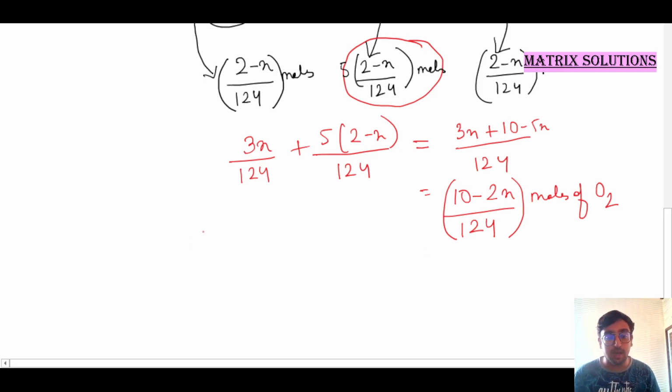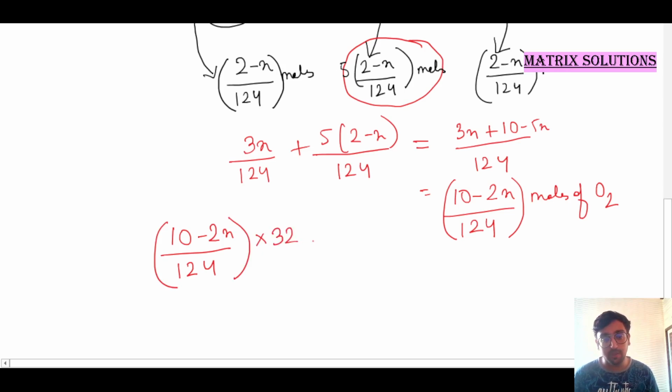So how do we convert into gram? Like 1 mole of O2, how do we convert? 1 mole into the molecular mass. What is the molecular mass of O2? 32. So the number of moles given is (10 minus 2x) by 124. The molecular weight of O2 is 16 plus 16, 32 gram. It corresponds to the 2 gram that is given, because the total amount of oxygen corresponds to 2 grams.